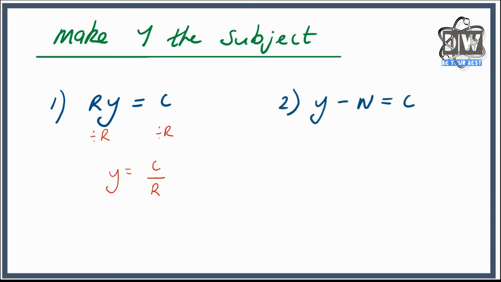Next one. What would you do here? This is a much simpler one. Okay. What would you do on this one? Hopefully you said plus w on both sides. So we end up with y equals c plus w, because to rearrange, we must do the opposite, the inverse. We have plus w.